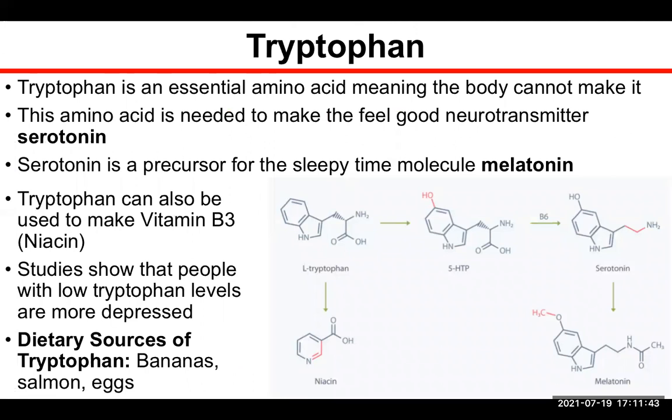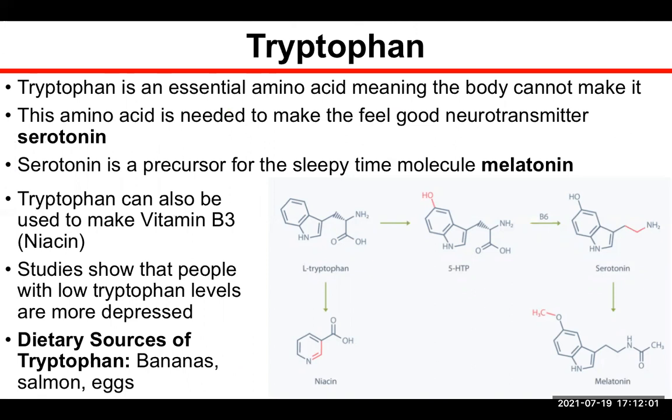I'm not going to go through all the amino acids. There's just too many to go through. But I do want to highlight a couple of them that I think are pretty relevant to everybody. The main one I want to highlight, and I would like you to be aware of this one because you probably are going to be tested on, is tryptophan.